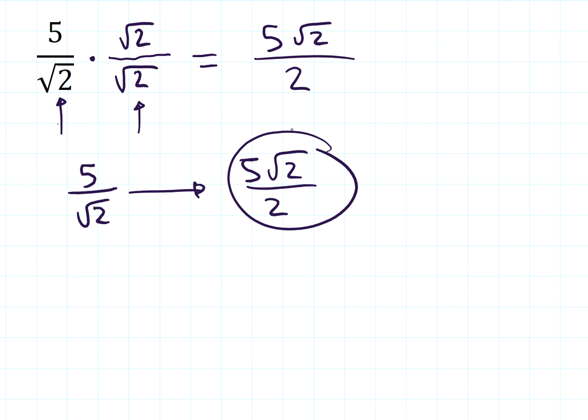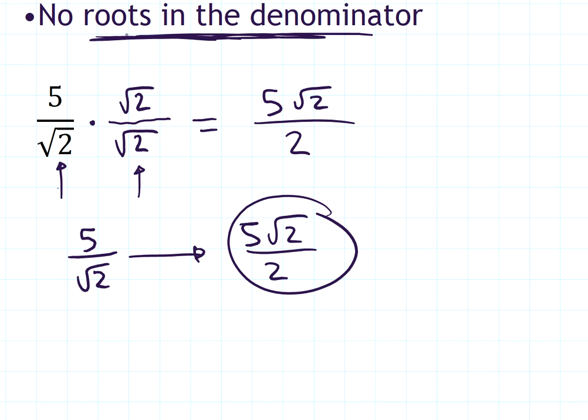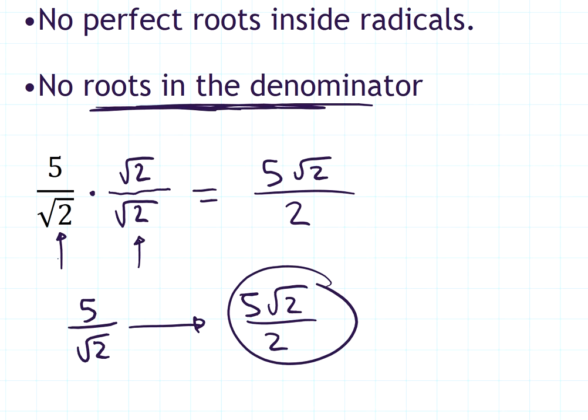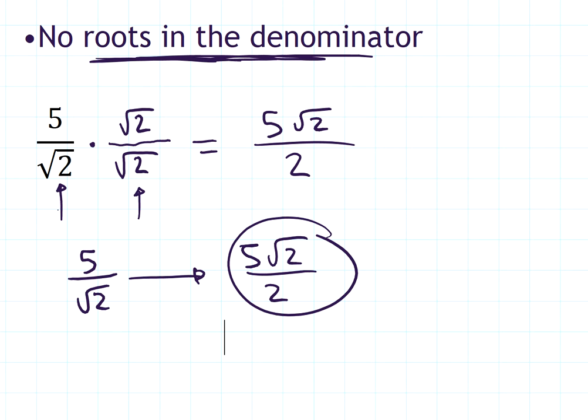But the reason why we consider this simplified radical form is because we've gotten rid of the roots in the denominator. That was the second thing: no perfect squares inside radicals and no roots inside denominators. Let's look at another example.